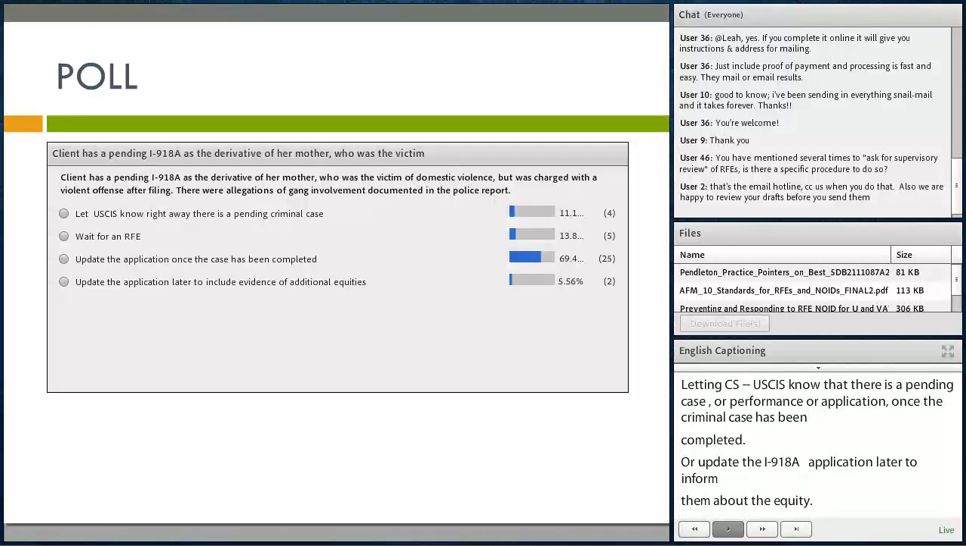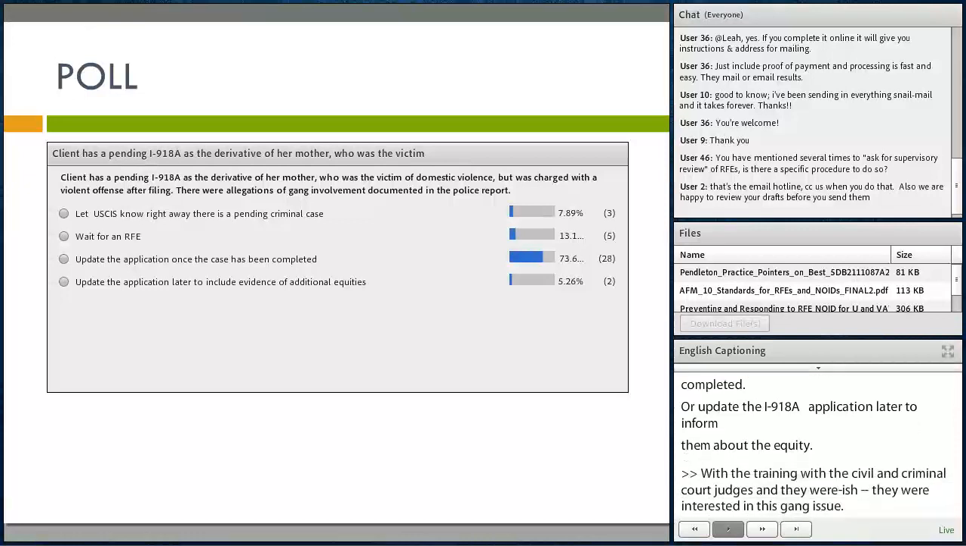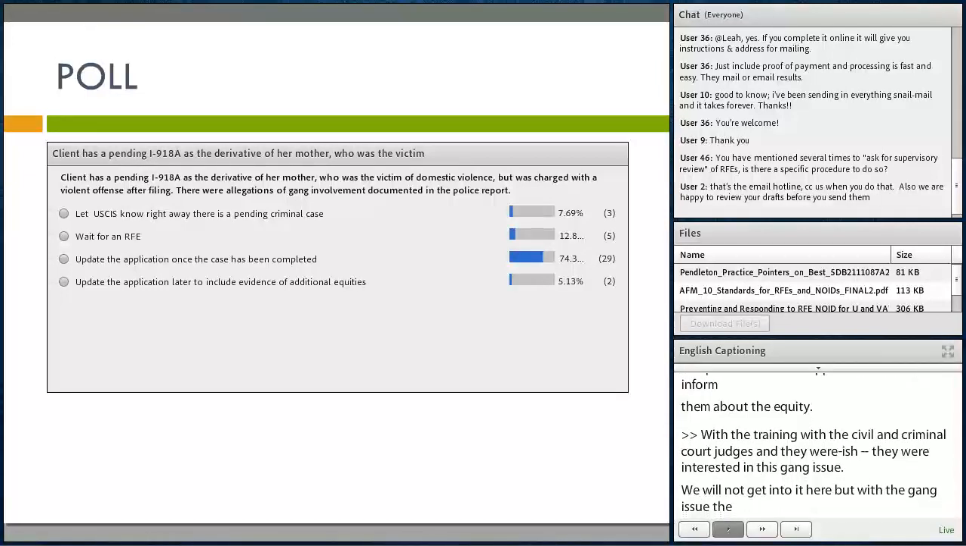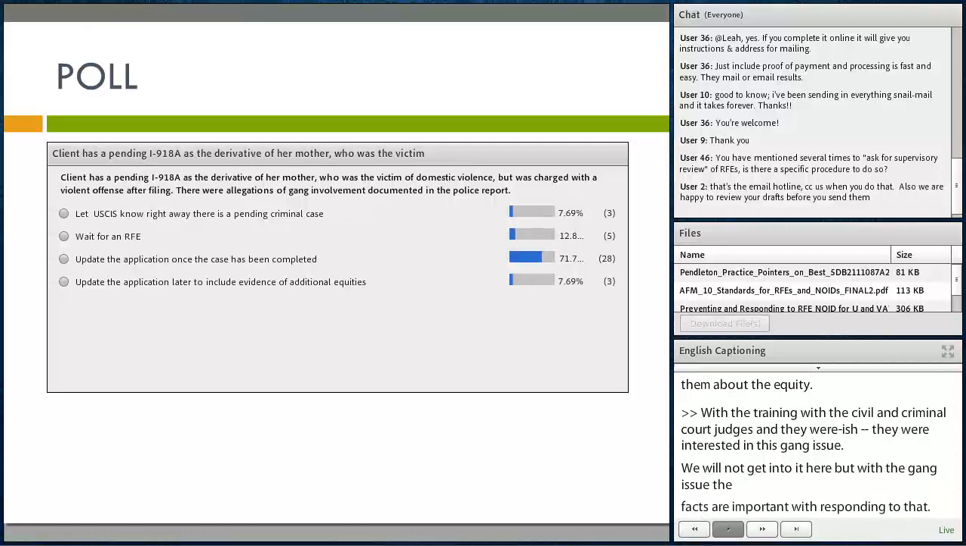I just did a training for OVW for civil and criminal court judges on immigration, and they were interested in this gang issue also. And we're not going to get into it here, but I do think on the gang issue, the facts are going to be vital in how we respond to that, which is kind of what they thought.